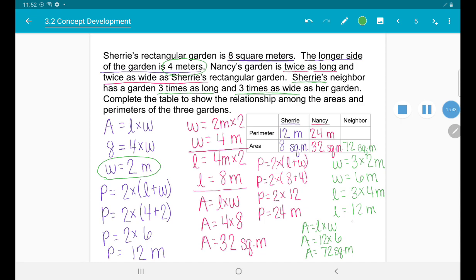And then we'll find the perimeter. Perimeter is 2 times the length plus the width. The length is 12 and the width is 6, but it doesn't matter which, because we're adding, so we can reverse the order there. So 6 plus 12 is 18. I have to multiply that times 2 to find the perimeter. So the perimeter is going to be 36 meters.